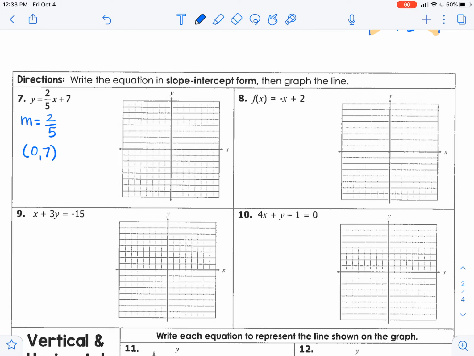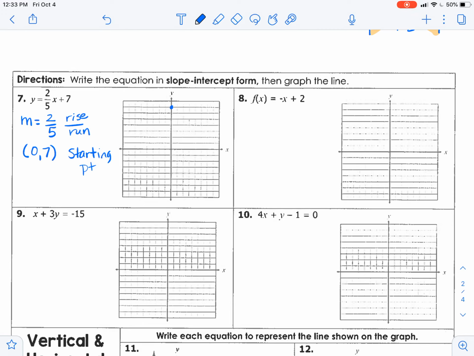And so again, if I go to graph, remember we always start with our y-intercept because that's what we consider our starting point. And so I'm going to go 0.7, 1, 2, 3, 4, 5, 6, 7. And then I'm going to do a slope of 2/5. Now, since the slope is 2/5, if I'm doing rise over run, that would tend to indicate I need to rise 2 and run in the positive direction 5. Now, that's not going to fit on my graph.